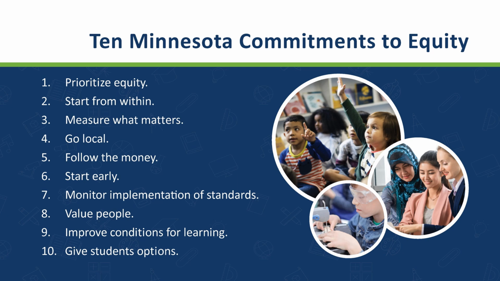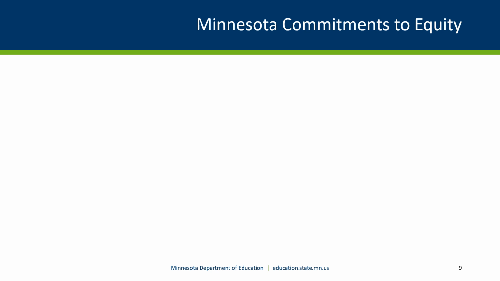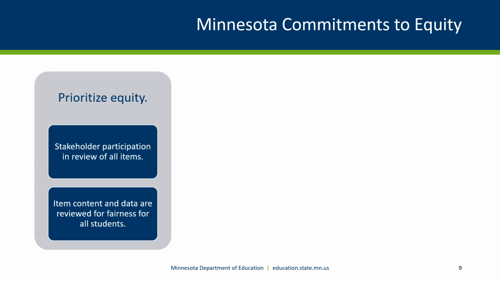The item and test development process, along with the role of this Educator Review Committee, fits in with Minnesota's 10 commitments to equity in many ways. The three most relevant here are prioritizing equity, measuring what matters, and monitoring implementation of the standards. One way that prioritizing equity shows up is by having stakeholders participate in the review of the items and that the data verifies fairness and equity for all students.